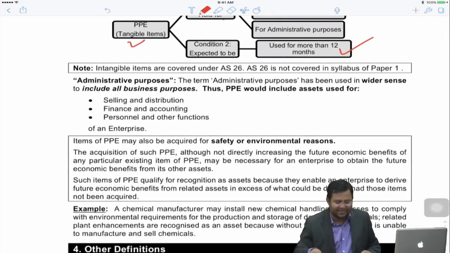Intangible items are covered in AS 26. Admin purpose: an asset may be for administration purpose, not necessarily for production. Admin purpose could be selling, distribution, finance, accounting, HR functions, personnel functions. Administration could be finance, legal, whatever.